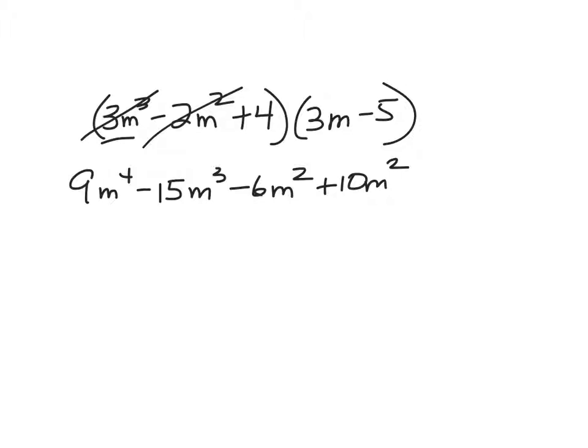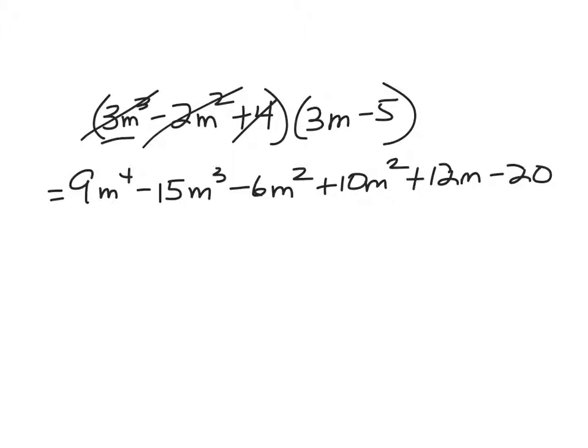Let's take the 4 through. 4 times 3m is 12m. 4 times negative 5 is negative 20. I'm done with the 4, and I'm done distributing. And in a moment now, I'm going to combine the like terms with what I've got left. Okay, Sharisa, you had your hand up.